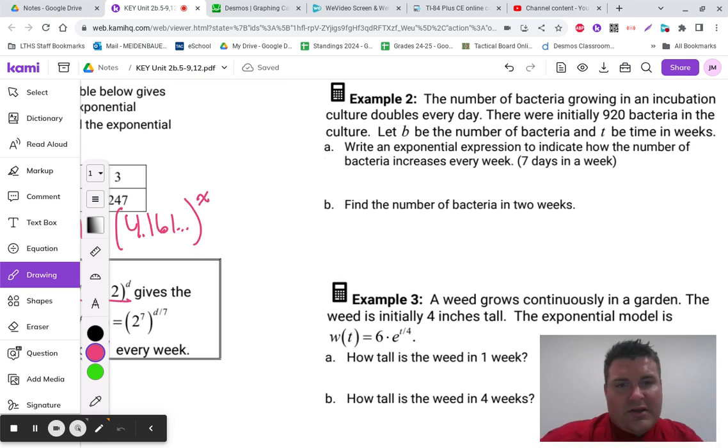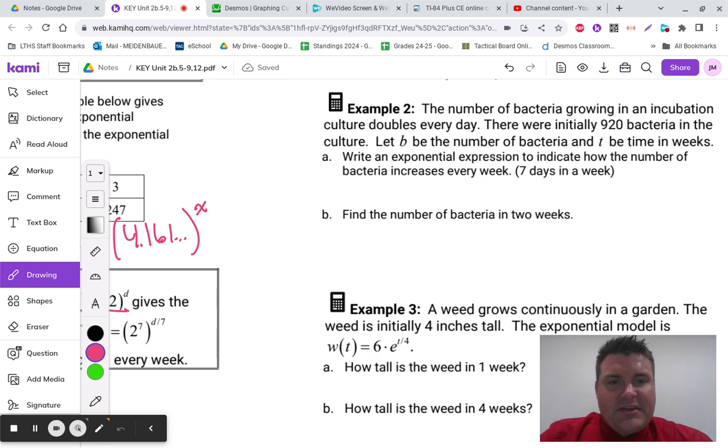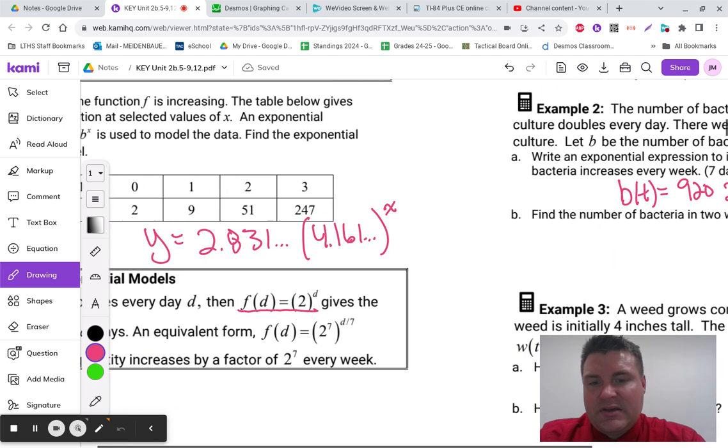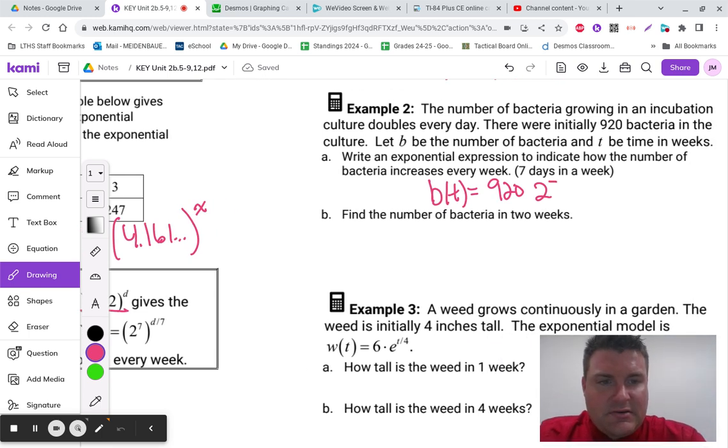Number of bacteria growing. Oh my gosh, it's the same question, isn't it? It is the same question. Part A for this part, though: write the exponential expression to indicate how the number of bacteria increases every week. So it's a little bit different now. B of T is going to be, for this one, 920 is my initial still, and this is going to be 2 to the 7 right here, where d is going to be every week. So d will be 7. So it's going to be 2 to the 7.